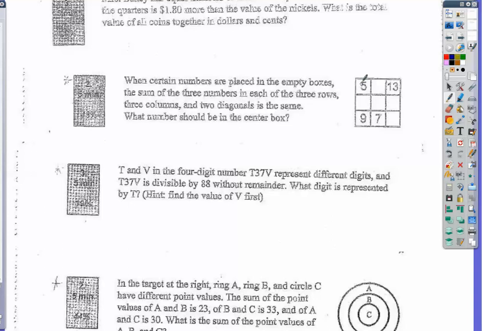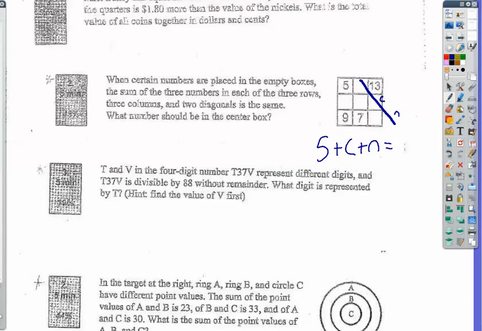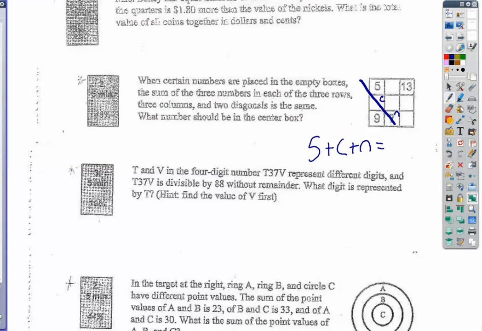Well, we have this diagonal. And in this diagonal, we have a center, and then we have a number that I don't know what it is. What shall I write when I don't know what the number is? How about n for number? So we have 5 plus c plus my n, c being the center, n being the number in the corner, and I don't know what that equals.